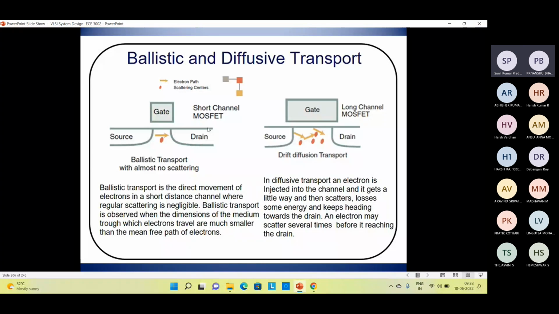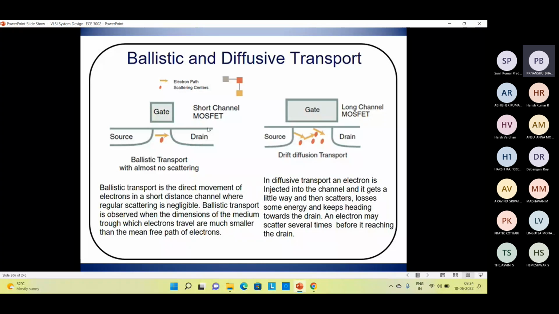Ballistic transport, you can think just like a bullet that is shot from the gun. When it is shot from the gun, it directly hits the target, right? In that case, the bullet won't collide with anything, and it will directly hit the target. So that kind of thing, maybe you can think of as ballistic transport.